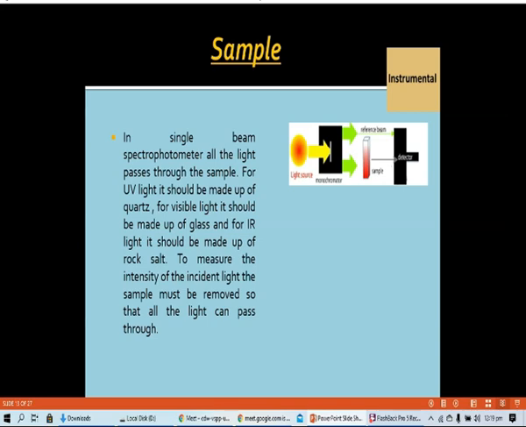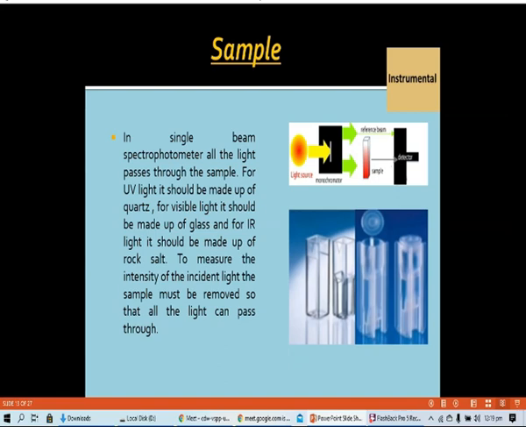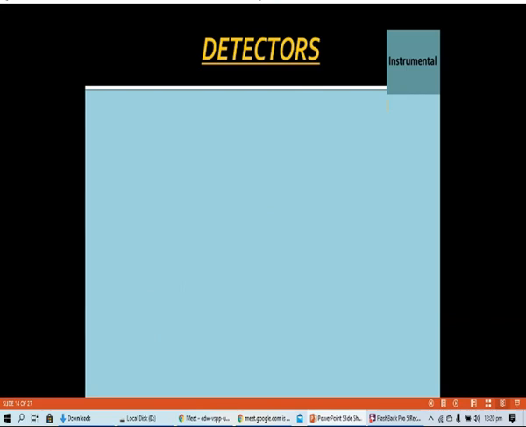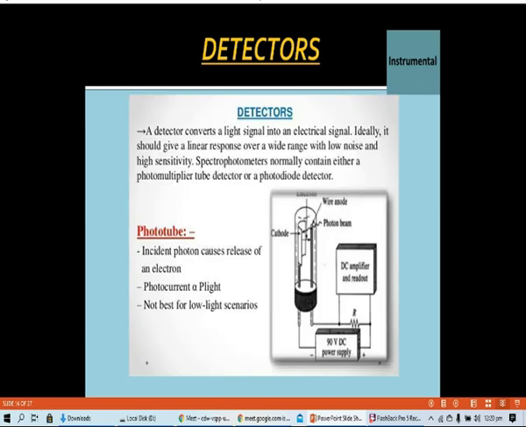If you want to measure the intensity of incident light, you must remove the sample so all light can pass through easily. After that, some part of the radiation is absorbed in the cuvette and the remainder is transmitted to the detector. A detector converts a light signal into an electrical signal. A spectrophotometer normally contains either a photomultiplier tube detector or a photodiode detector.